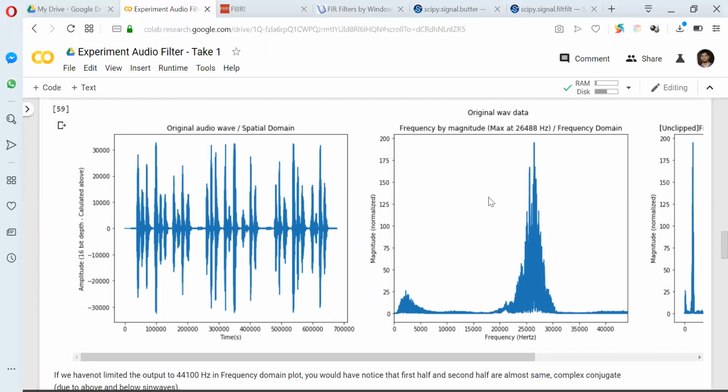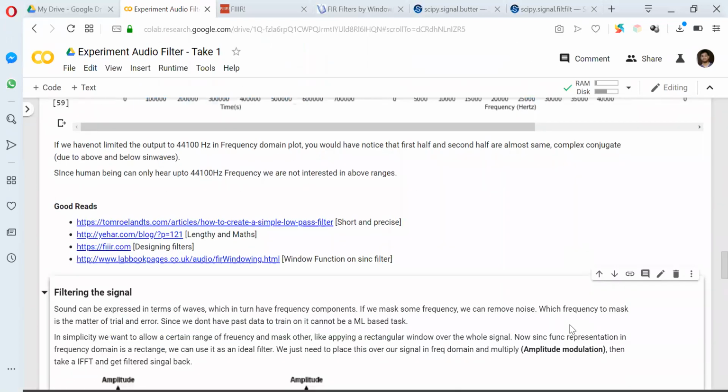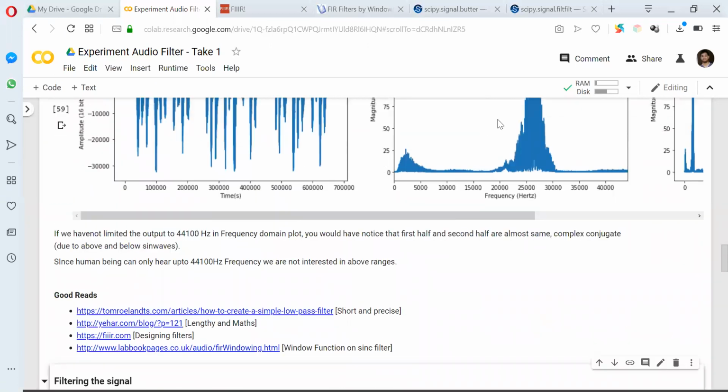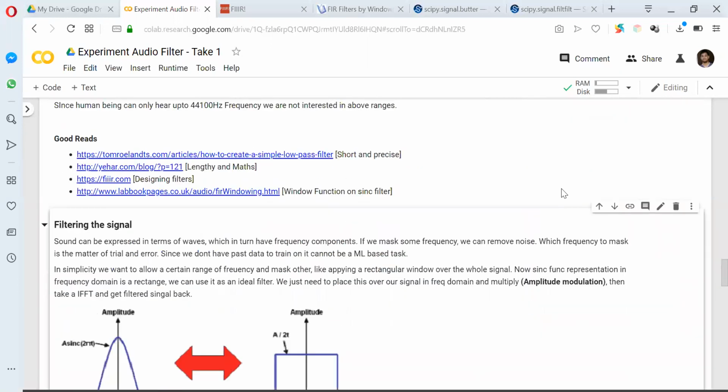If we allow low frequency data to pass, and clip high frequency data, that's called a low pass filter. If we allow high frequency data to be retained and clip out low frequency data, it's called a high pass filter. And a band pass filter is where we allow a certain band to pass through. So we can use anything here. As I mentioned, if we place a rectangular window here, we get the exact data that we need.